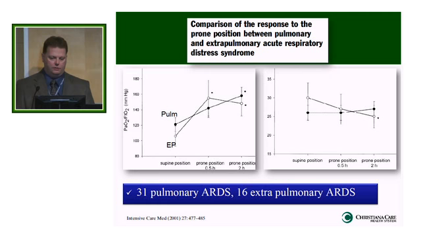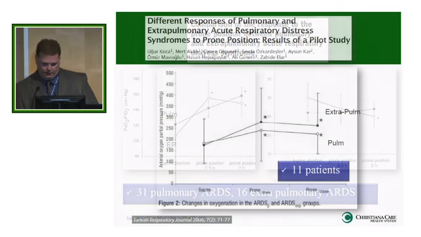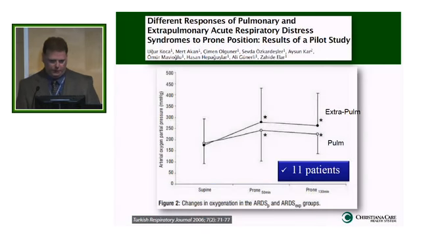Now the pulmonary patients do make progress more slowly over time, but the extrapulmonary seem to recruit much quicker, if recruitment is what's causing that increase in oxygenation, which is probably a lot of what it is. I think that was the main thing I wanted to go over on that one.